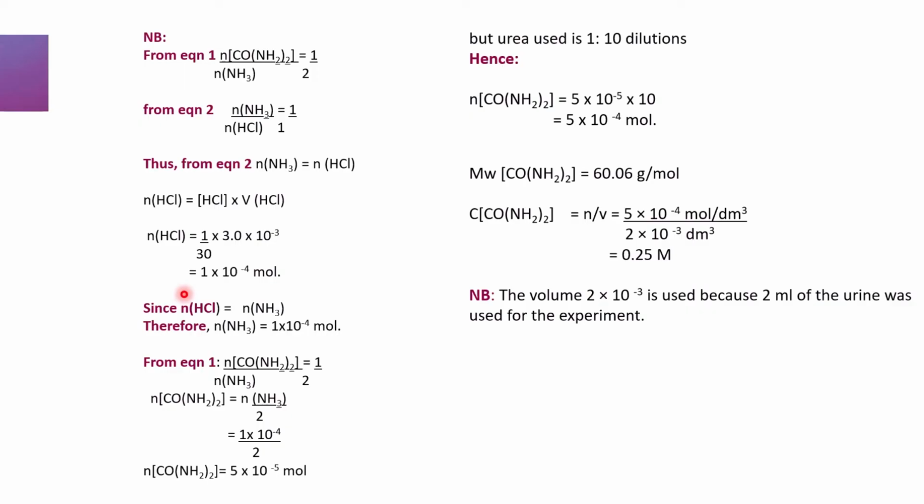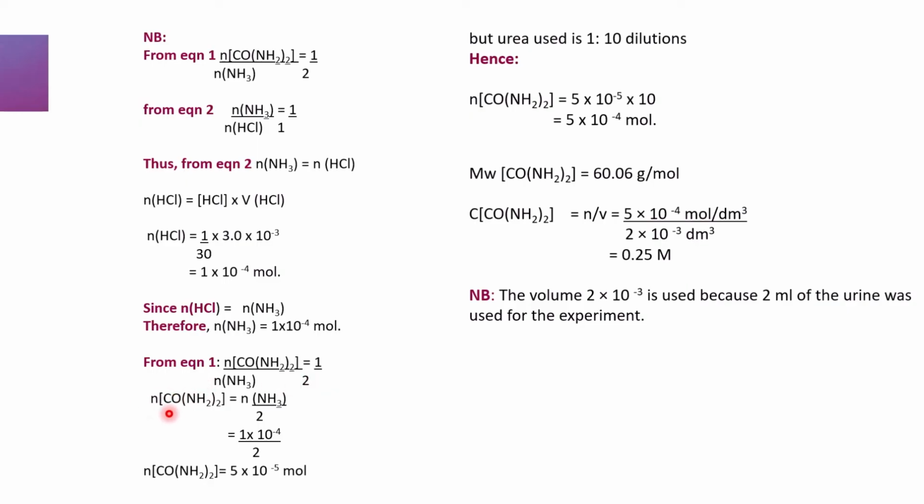And also, we have to know that since the mole of the HCl is equal to the mole of the ammonia, then what it means is that the mole of the ammonia is also the same as that of the HCl. So hence the mole of the ammonia is also given as 1 times 10 exponent negative 4 moles. And what we also have to note is that from equation 1, we saw that the mole ratio of the urea to the ammonia is 1:2.